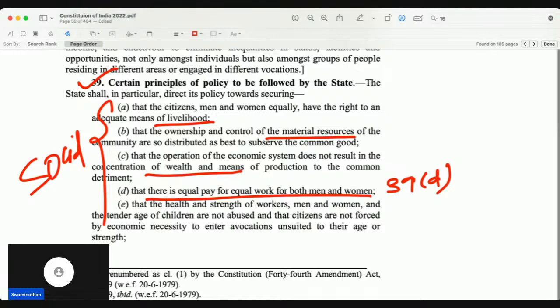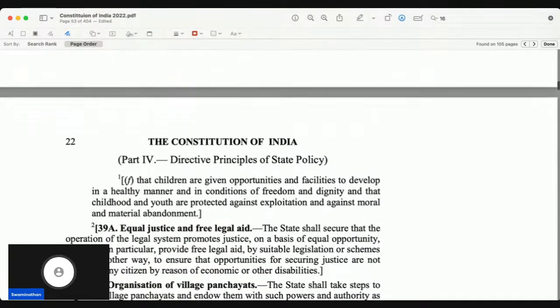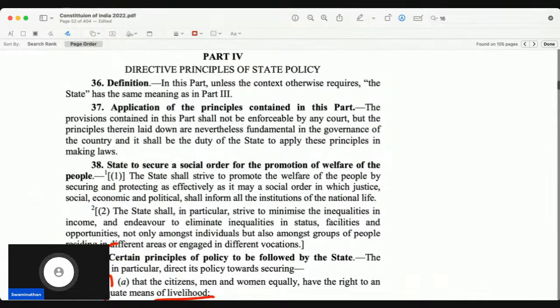It is also talking about the preservation of the health and strength of workers. This is also an important thing which is given under Article 39E. And opportunities given to children to develop in a healthy manner. So this is there in Article 39 of the Constitution. This is a DPSP. The major thing about DPSP is that you will find in Article 37 that the provisions are non-enforceable by any court. Non-enforceable means that in case of non-fulfillment, you cannot go to court and demand their enforcement.